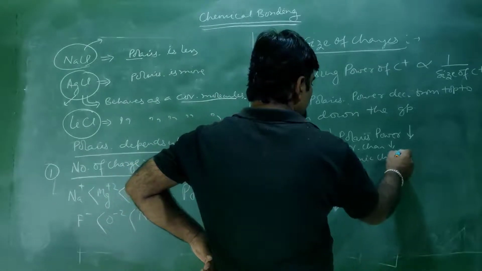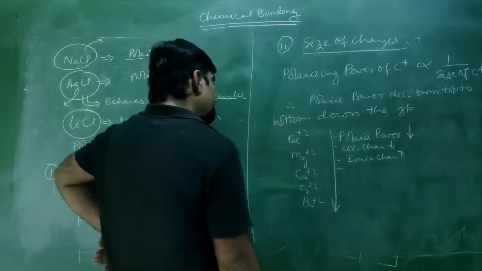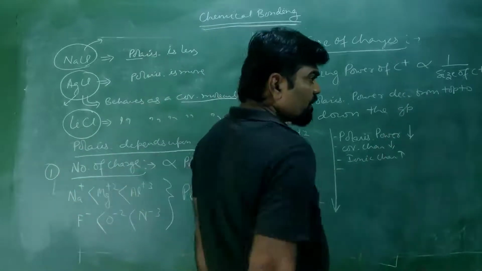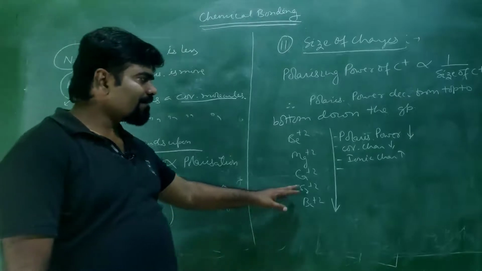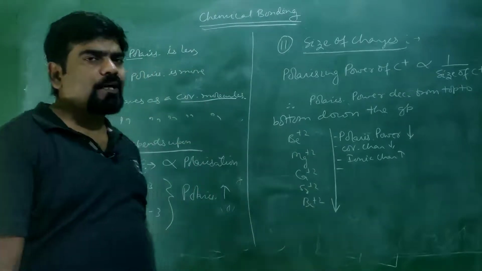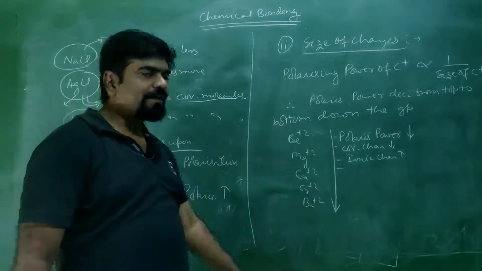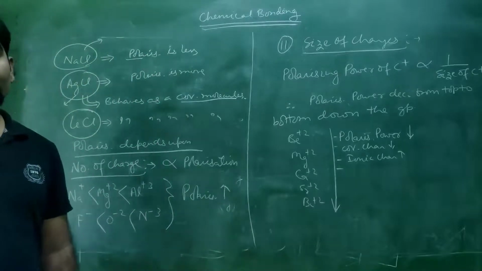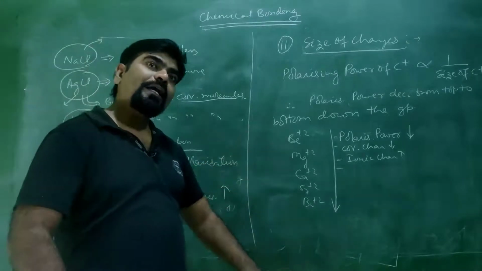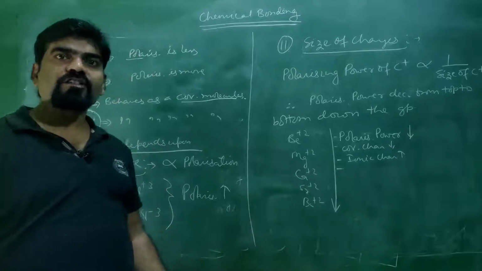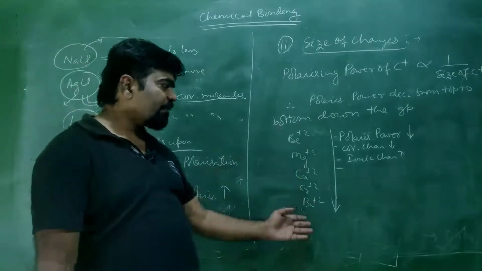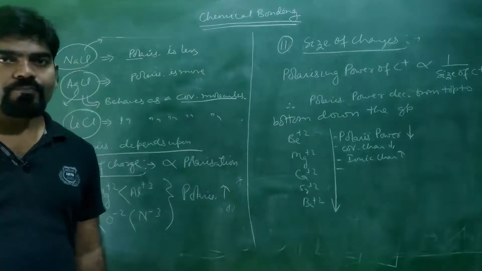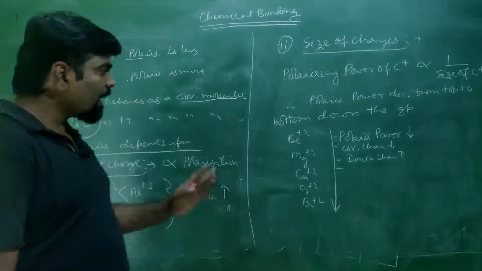Ionic character increases. Solubility in water increases. Melting and boiling point increases. Solubility in organic solvent increases. So ionic character increases from top to bottom down the group, but covalent character decreases. And this is one of the reasons why the basic character of metallic oxides or hydroxides increases from top to bottom down the group, because of the increase in their ionic character.